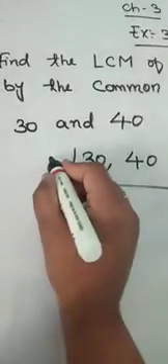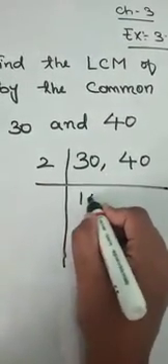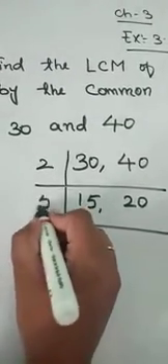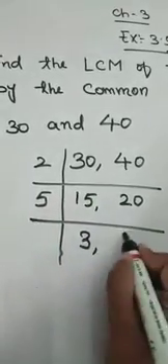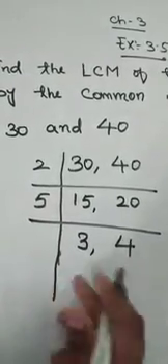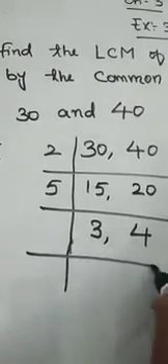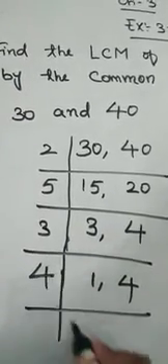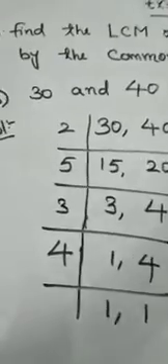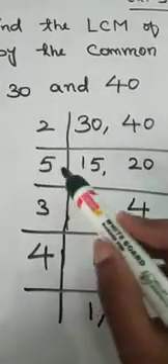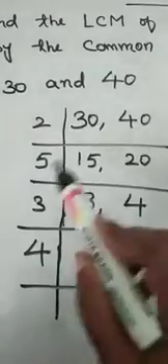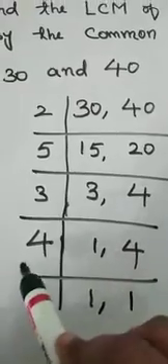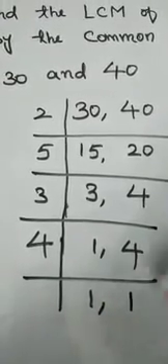30 comma 40. 2 ones are 2, 2 fives are 10, 2 twos are 4, 0. Next 5. 5 threes are 15, 5 fours are 20. If you want, you can take 3. 3 ones are 3, this 4 will be as it is. Next 4. 4 ones are 4. Because this 15 is divisible by 5, only 5 threes are 15. This 20 also, 5 fours are 20. Next, 3 ones are 3, this 4 will be as it is. Next 4. 4 ones are 4, this 1 will be as it is.